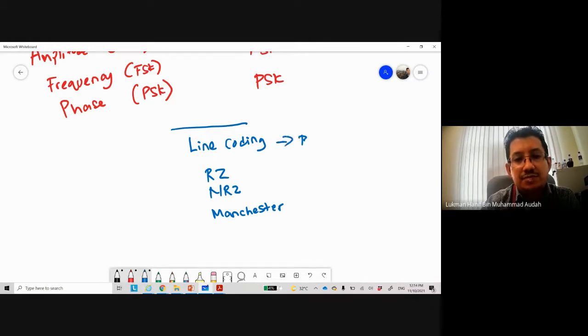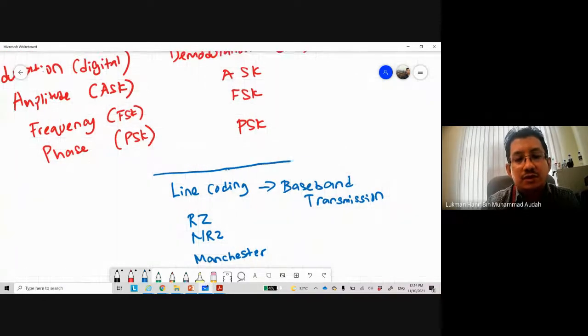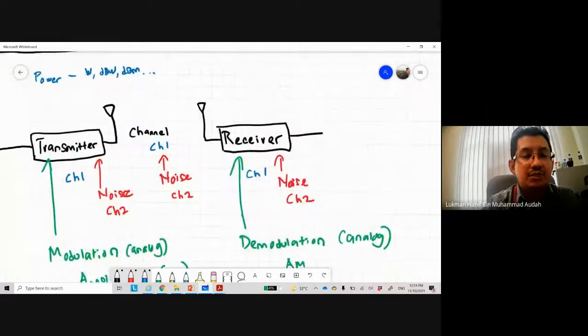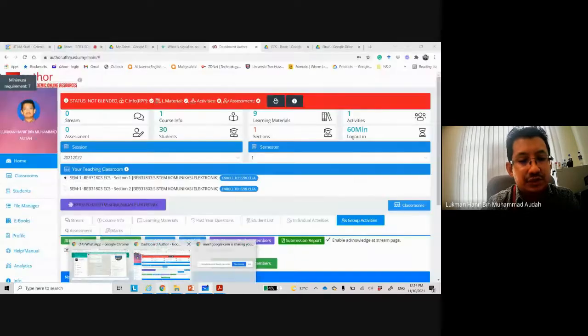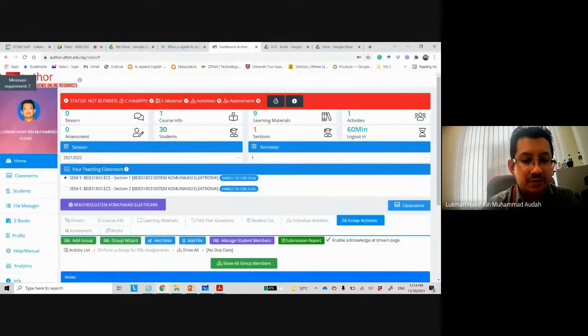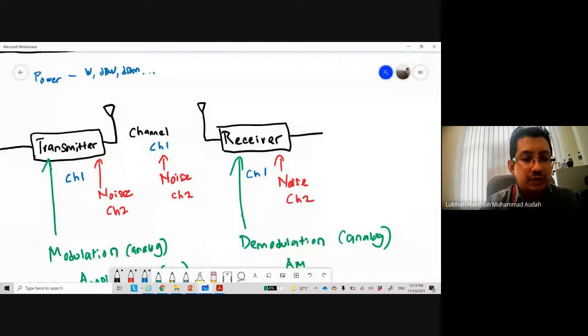So this is for the baseband transmission. So this baseband transmission normally we use for the line transmission using a cable, menggunakan kabel yang menghubungkan antara transmitter dan juga receiver side. So if you see from here, actually you can make a cable like this. Satu kabel di sini. So ini adalah menggunakan line coding.